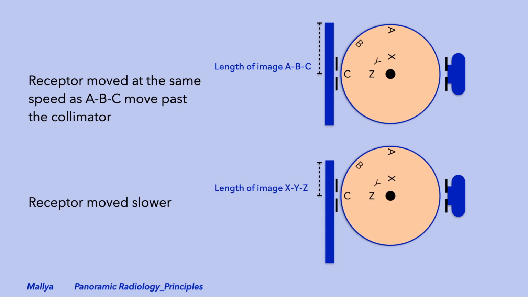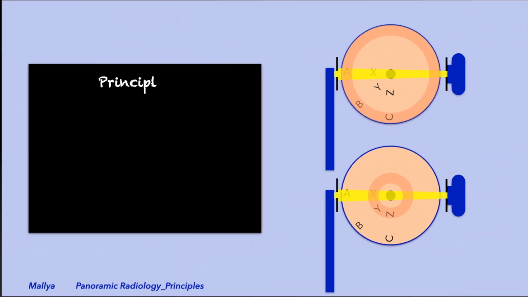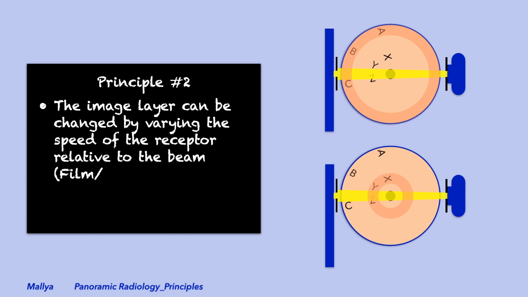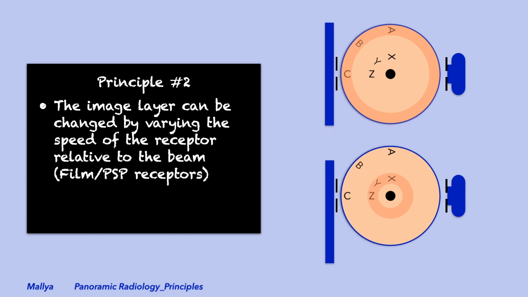Next, let's modulate the system and reduce the receptor speed. Note that the length of the registered image is shorter, and in this case will more accurately represent the horizontal dimensions of structures X, Y, and Z. The images of structures A, B, and C are also recorded on this shorter length and thus are horizontally distorted and unsharp. So principle number 2 of panoramic imaging, the image layer can be changed by varying the speed of the receptor relative to the beam.